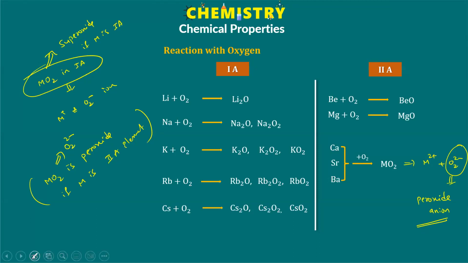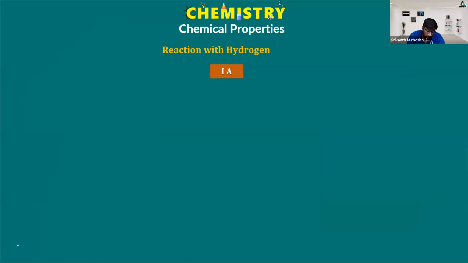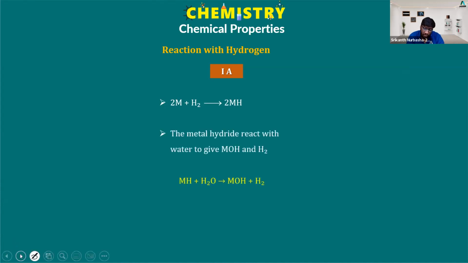Try to look at the reaction with hydrogen. Reaction with hydrogen: 2M plus H2 forms 2MH. The metal hydride reacts with water to give MOH and H2: MH plus H2O gives MOH plus H2. If you take metal hydride, M plus and H minus, the H minus ion will react with a partially positively charged hydrogen from water, developing H2 gas. The metal hydride reacts with water to form MOH and H2 in the case of 1A elements.